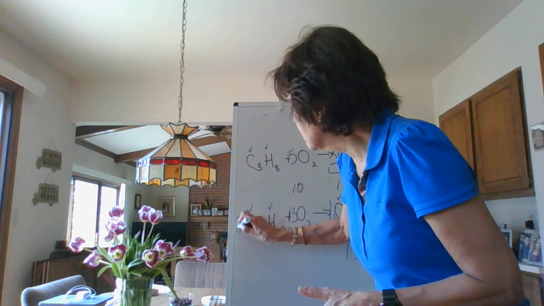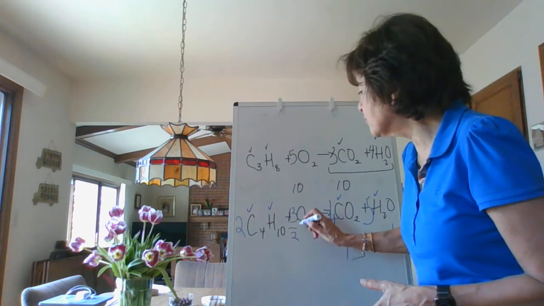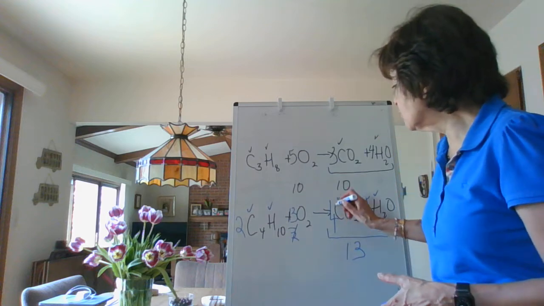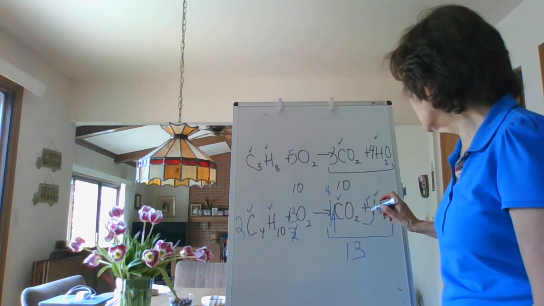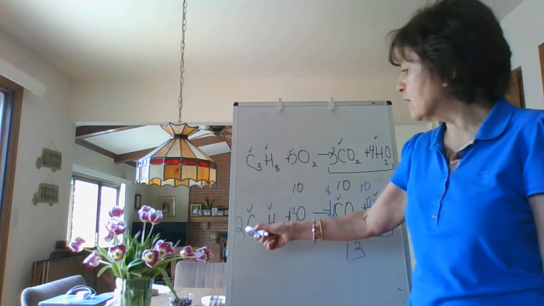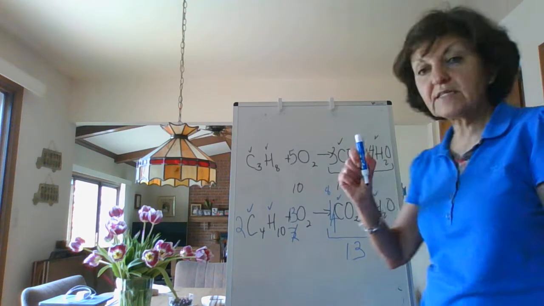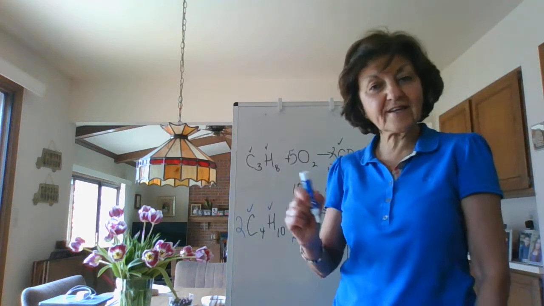So this was a 1, now it becomes a 2. 2 times 13 over 2 is 13. 2 times 4 is 8. 2 times 5 is 10. So the coefficients are 2, 13, 8, and 10. And that's the fraction technique. Okay?